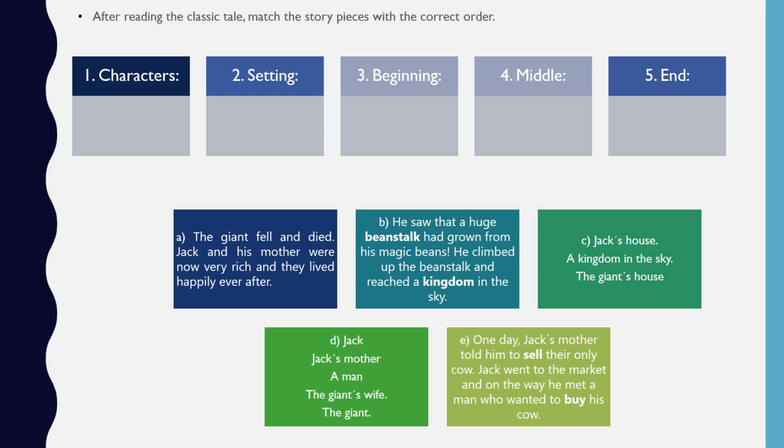B. He saw that a huge beanstalk had grown from his magical beans. He climbed up the beanstalk and reached a kingdom in the sky. C. Jack's house, a kingdom in the sky, the giant's house. D. Jack, Jack's mother, a man, the giant's wife, the giant. E. One day, Jack's mother told him to sell their only cow. Jack went to the market and on the way he met a man who wanted to buy his cow.